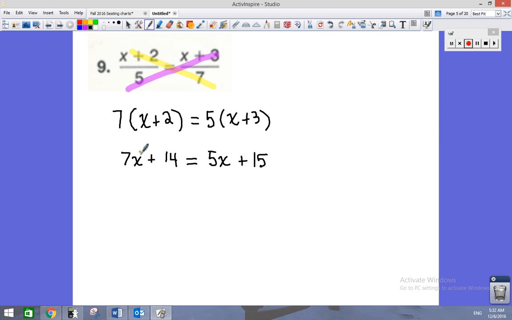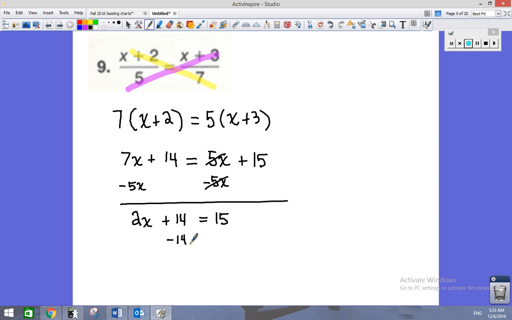Let's get the x's on the left-hand side and the constants on the right-hand side. Let's subtract 5x from both sides of the equation. That results in 2x plus 14. These terms cancel each other. Is equal to 15. We need to get the x by itself. Let's subtract 14 from each side. The 14 minus 14 cancels. We have that 2x is equal to 1.